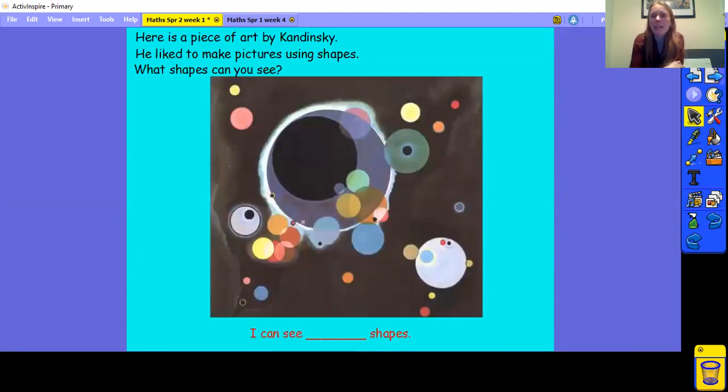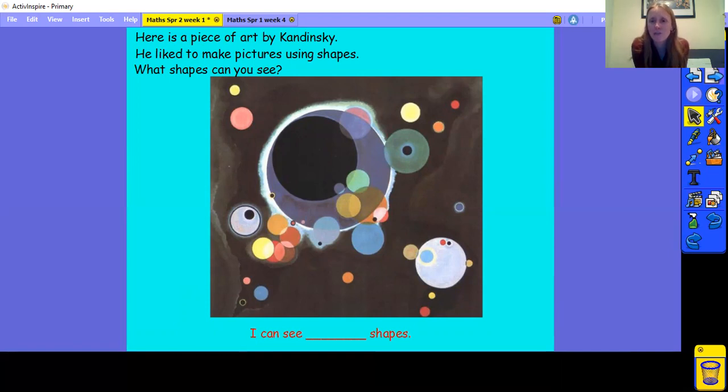Now, here is a piece of artwork, and it's made by somebody called Kandinsky. He liked to make pictures using shapes. Have a look. What shapes can you see? Pause the video and use the red stem sentence at the bottom to tell your grown-up what shapes you can see.